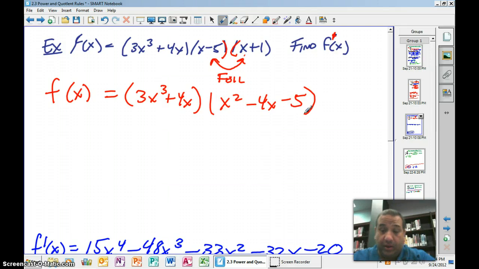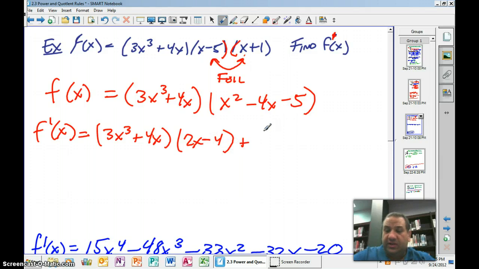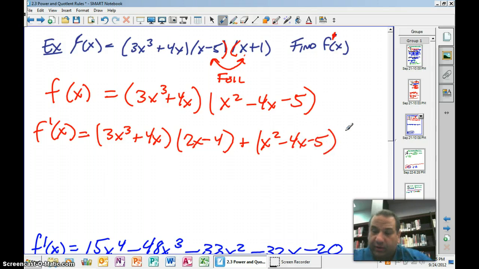Actually, if you wanted to, you could multiply them all out and just do power rules. That's also an option, right? I could multiply them all out and use the power rule. I'm going to show you the product rule works too. Here we go. Now we're doing the derivative, so we put the prime there, and it's the first times the derivative of the second. The derivative of the second is 2x minus 4, and then plus the second times the derivative of the first. Well, the derivative of the first is 9x squared plus 4.